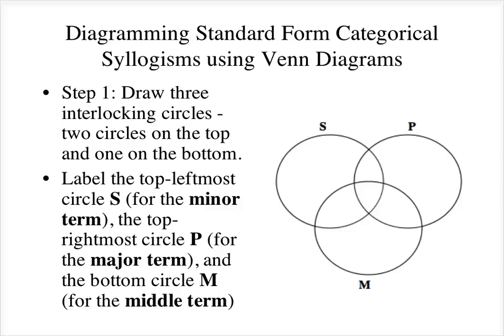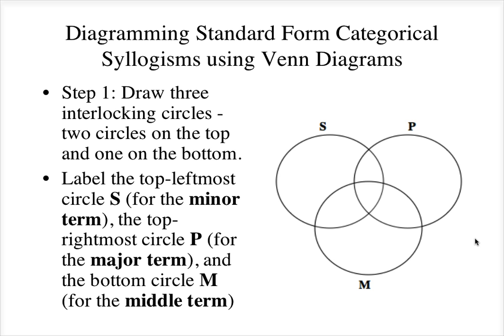This tutorial will explain how to diagram standard form categorical syllogisms using Venn diagrams. Recall in our earlier work we diagrammed just a premise. If you did a universal premise, you filled in the area. So if it was like all S are P, you would fill in this area that is S but is not P, and so forth. Well, this is going to be really exactly the same, except that we've got 3 circles, and we're going to have 2 premises to diagram in this.